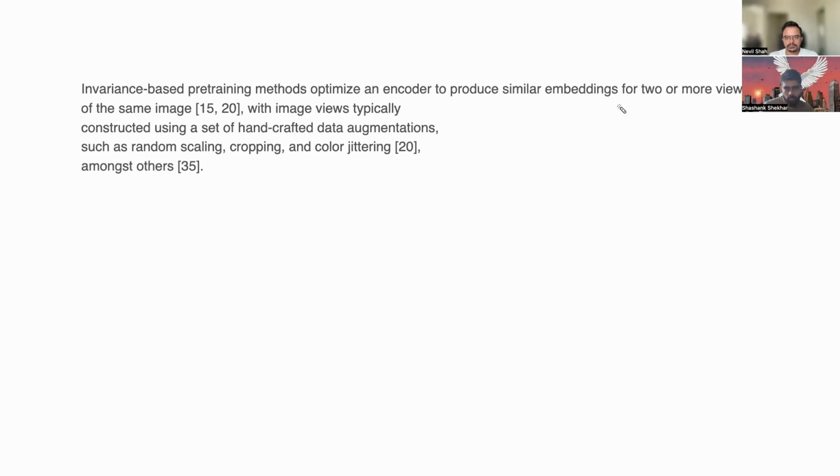This is the idea of invariance-based pre-training, which basically means that if you have prior knowledge that two embeddings are representing the same thing, then you apply a loss function to reorganize the embedding such that your prior knowledge maps to the embedding space. Right. So that's the idea behind invariance-based methods. Does this make sense?